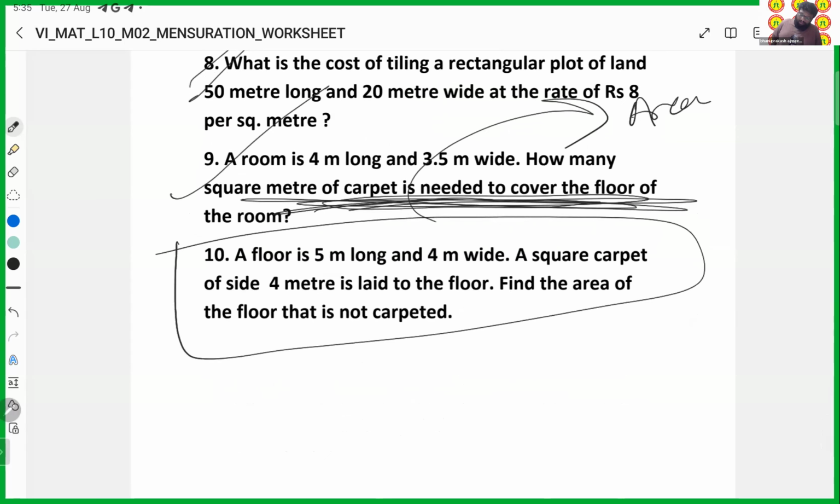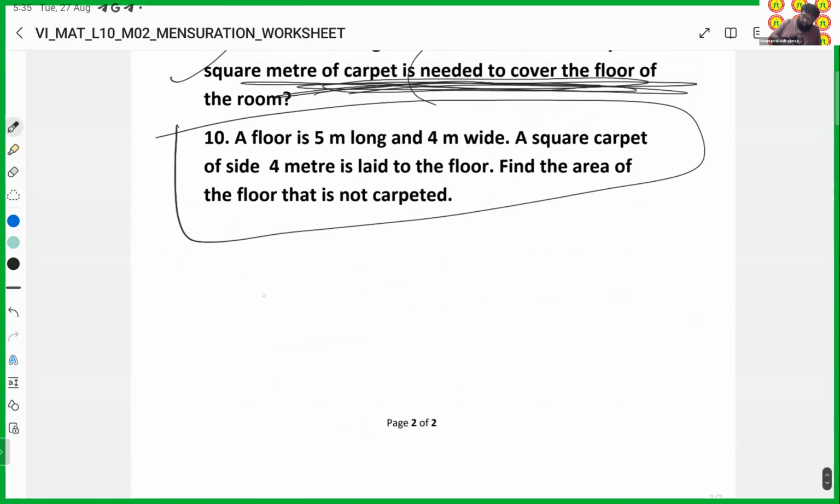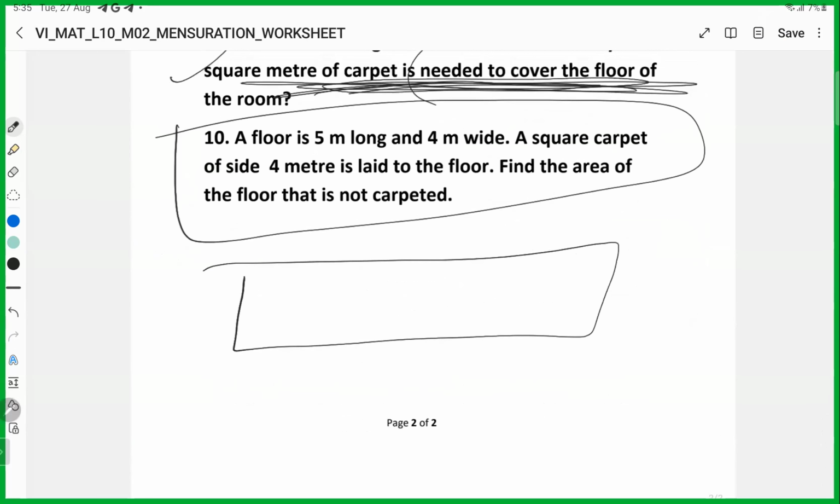A floor is 5 meter long and 4 meter wide. A square carpet of side 4 meter is laid on the floor. Find the area of the floor that is not carpeted. So this is easy. First you construct a floor, 5 meter by 4 meter, and this is the square, 4 meter.